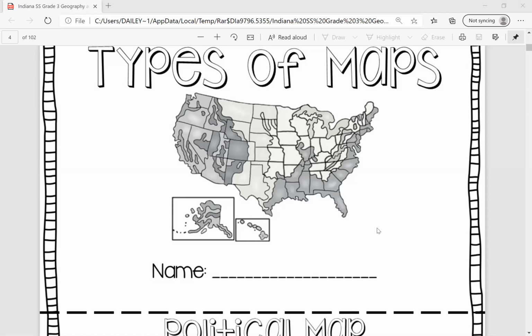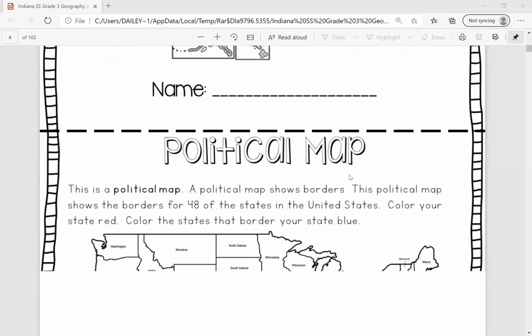Hello, third grade. Today we are going to start looking at maps, and we're going to continue looking at maps and how to read them in the next couple of weeks. Let's go ahead and begin.